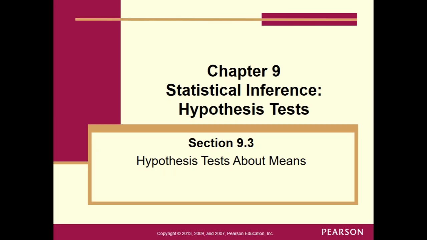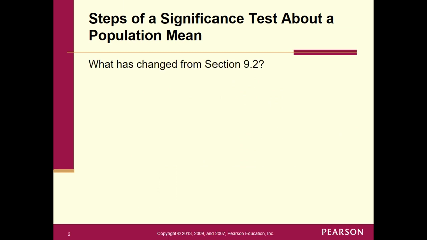Good day, stat students. So today we're going to go over section 9.3. We're going to do a hypothesis test for means. And so what has changed from section 9.2? Well, what's changed is the data from 9.2 was categorical.